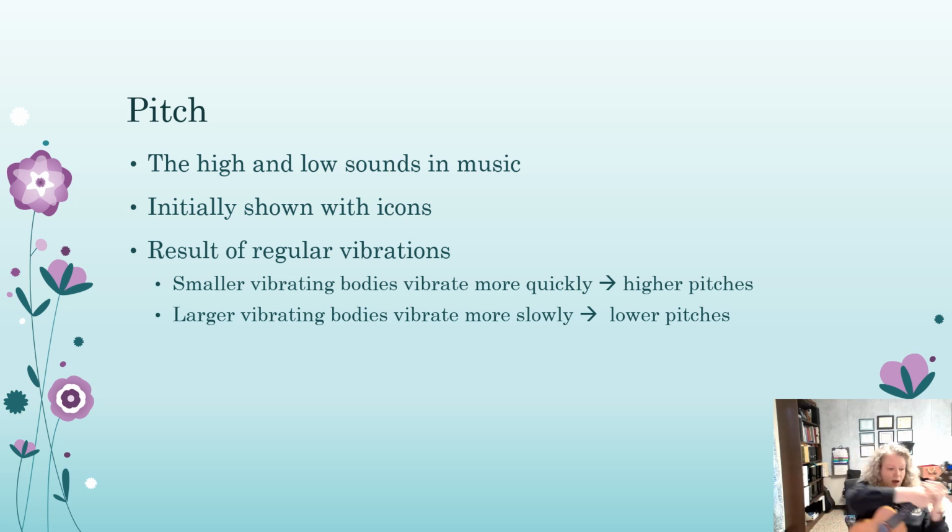We could see that on the ukulele strings. If I play the open string C, that's the long string, but if I play it on the second fret, it's a smaller vibrating body. It's playing higher and higher as the string gets smaller. The smaller vibrating bodies produce higher pitches. Larger vibrating bodies vibrate more slowly and produce lower pitches.